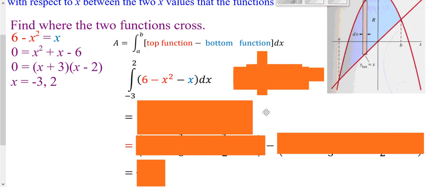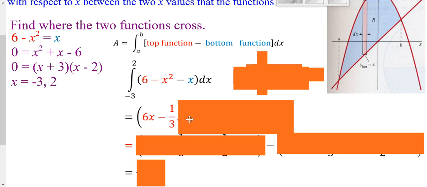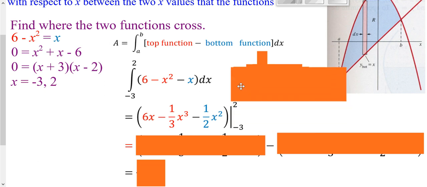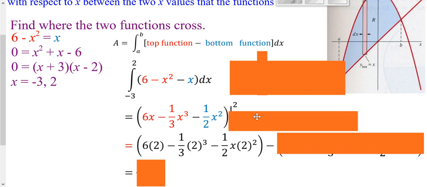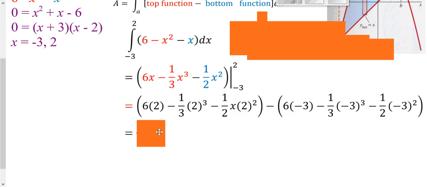So all we have to do at this point is to go ahead and integrate and then evaluate. Integrate your 6, you get 6x. Integrate your x squared, you get a 1/3 x cubed. Integrate your x, you get a 1/2 x squared, and then you have to evaluate it. So plug in your 2 minus what you get when you plug in 1, and you would get this. And by the way, this random x should not be there.